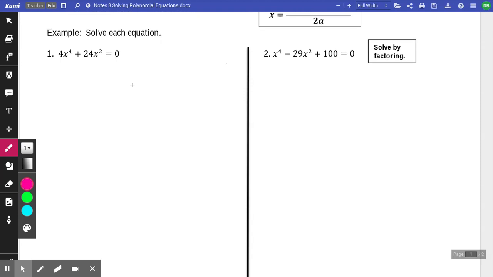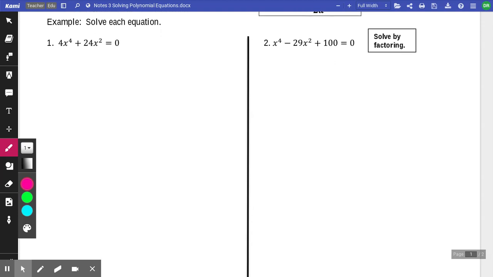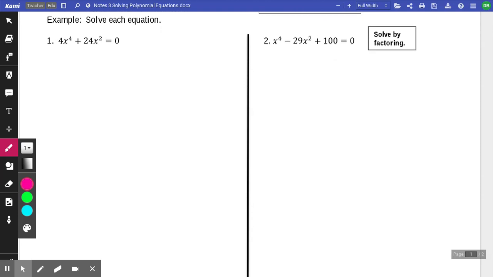Okay, so let's try a few examples really quickly. And I'm going to show you a few different cases. So let's look at number 1. We have a degree 4 polynomial, right? Just like we've said. So I'm going to have you think about this. This is degree 4.